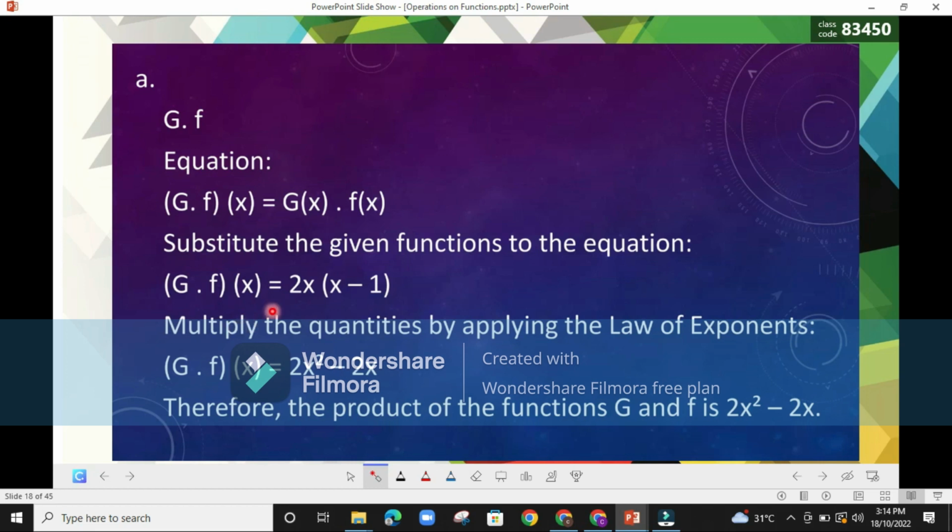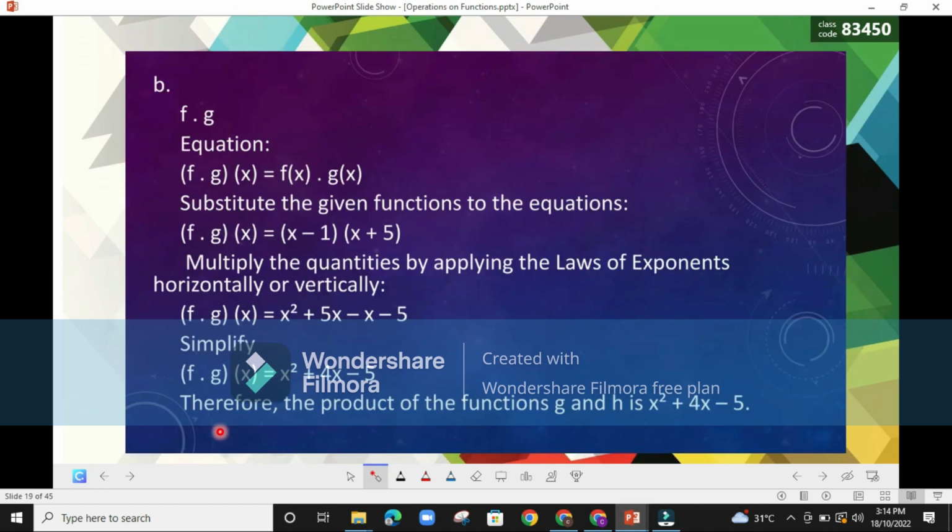So we have here again 2x times the quantity of x minus 1. So multiply the quantities by applying the law of exponents. You have 2x times x, you have 2x squared, and 2x times negative 1, we have negative 2x. Therefore, the product of the functions g and f is 2x squared minus 2x. Okay, let's proceed to the second example.